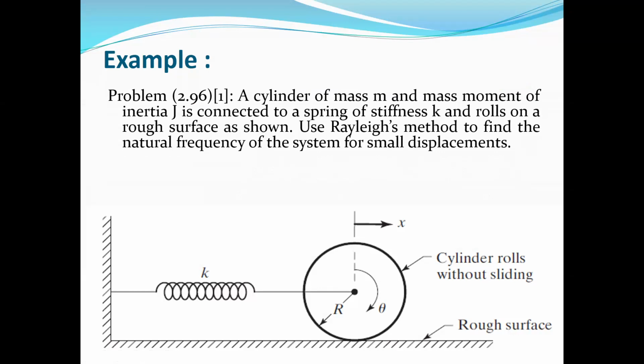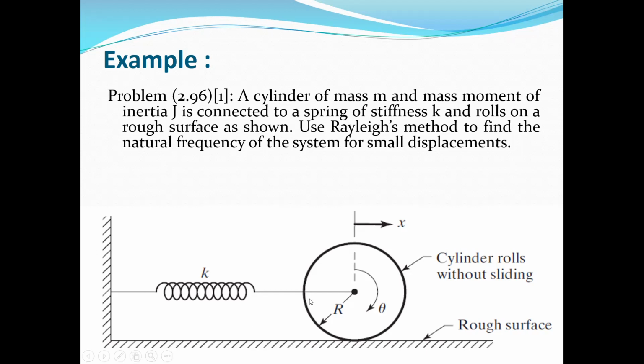There is a cylinder of mass m and mass moment of inertia J, which is connected to a spring of stiffness k and rolls on a rough surface as shown. Use Rayleigh's method to find the natural frequency of the system for small displacements. Using Rayleigh's method, we need to obtain the energy terms for this system, the kinetic energy and potential energy.